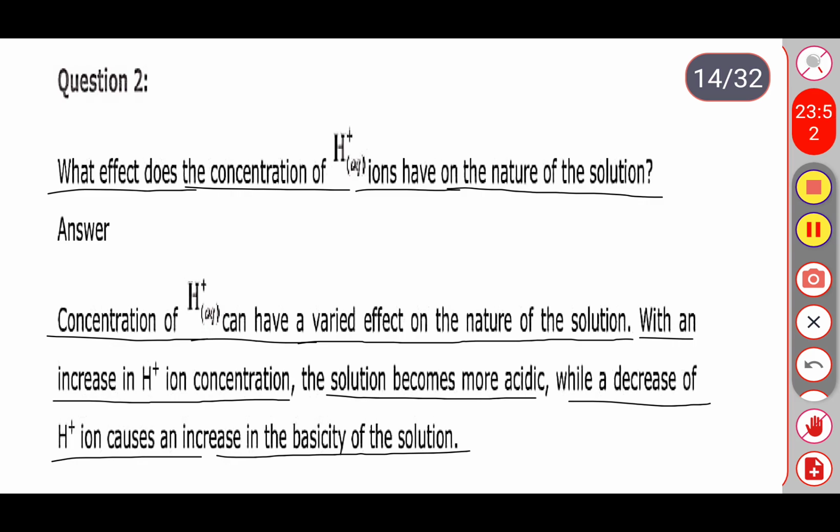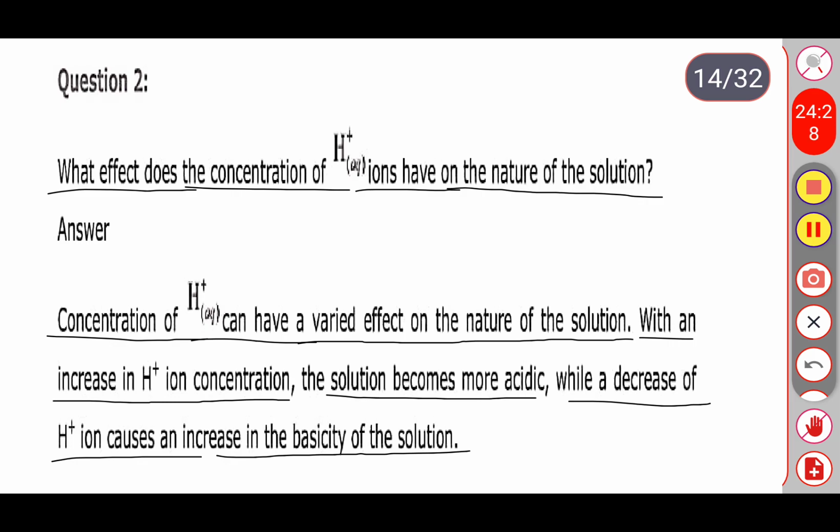What happens in an acidic solution? The hydrogen ions will be liberated, but in a basic solution we observe very few hydrogen ions, and the basic solution releases hydroxide ions. That's why a decrease in H plus ions causes an increase in the basicity of the solution. Let's see the next question.